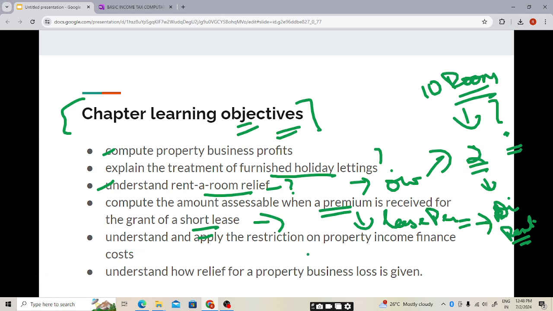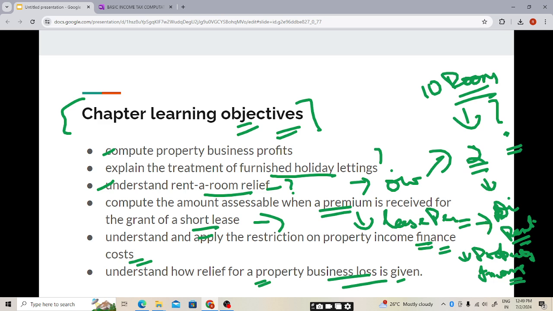Understand and apply the restriction on the property income finance cost. How will the finance cost be treated under the property income head? If you are taking any loan and on that loan finance cost is involved, how will you be treating that finance cost? Understand how relief for property business loss is given. Property business losses relief, how it is given, we will be learning that also.